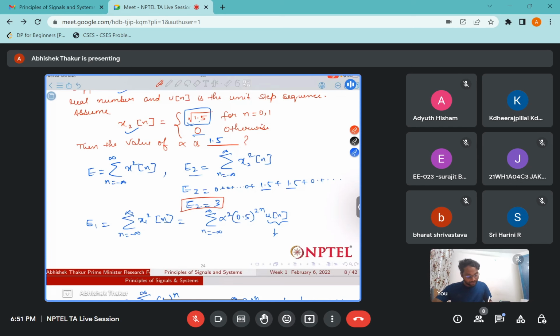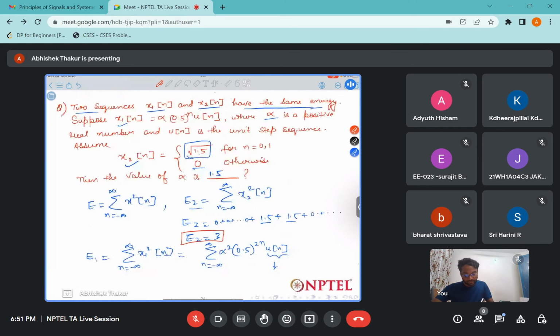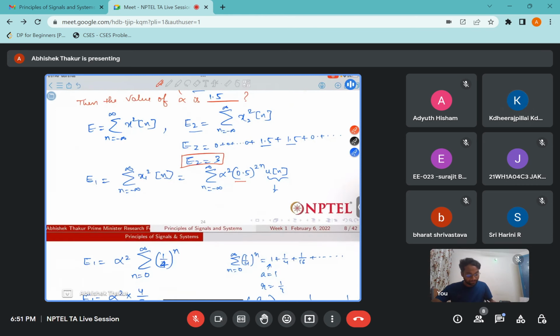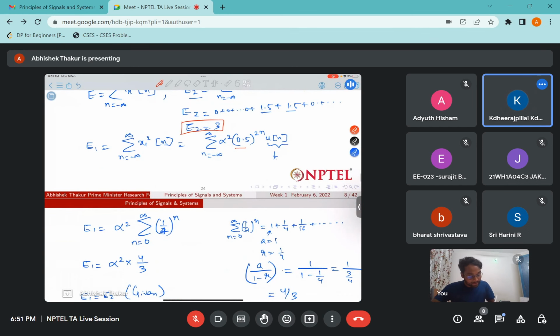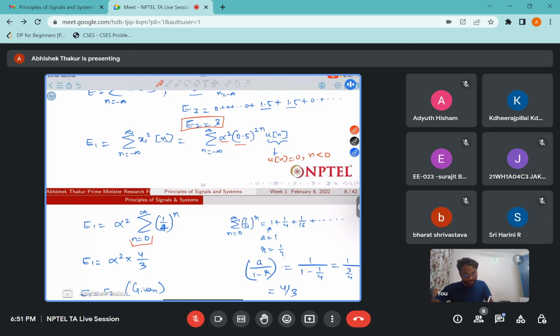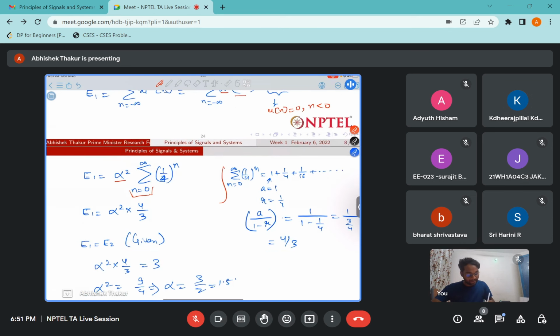The energy of the first signal is x1 squared of n. So we have squared this, that is alpha squared and 0.5 to the power 2n, and u[n] squared is u[n] only. But u[n] is 0 for n less than 0, so we shifted the summation lower limit to n equal to 0 to infinity. Alpha squared is constant, so it came out. And 0.5 is half, half to the power 2n is 1 by 4 to the power n.